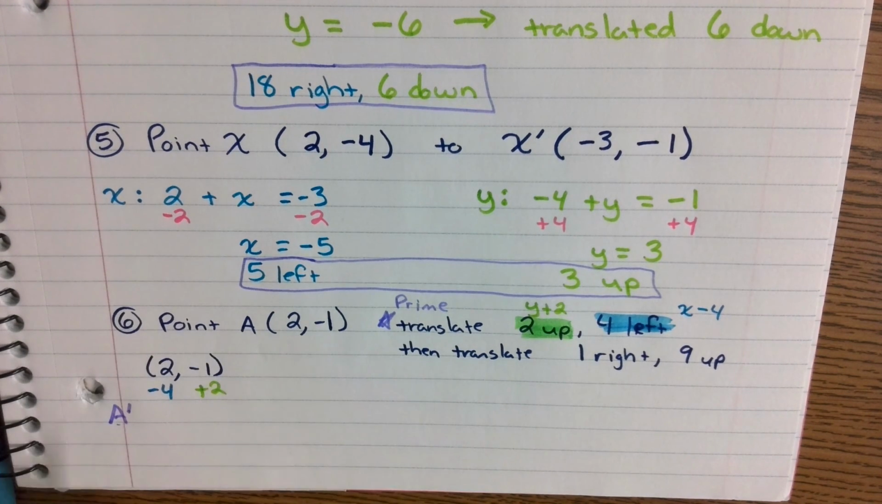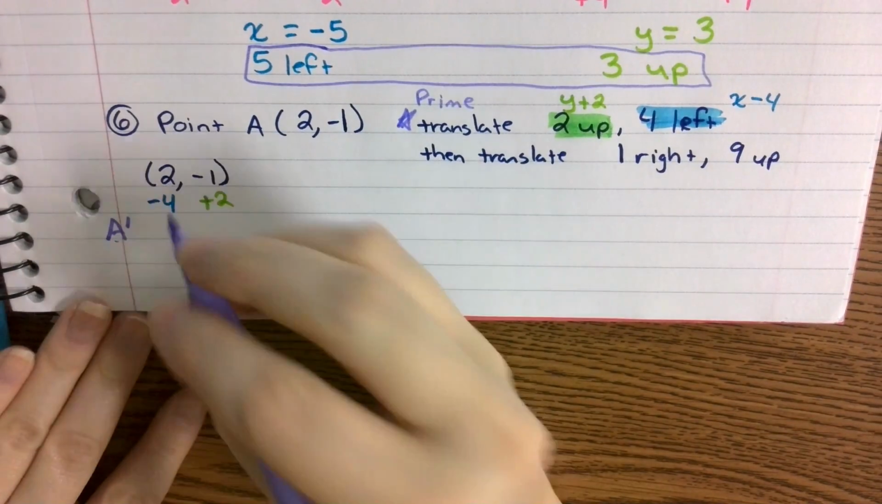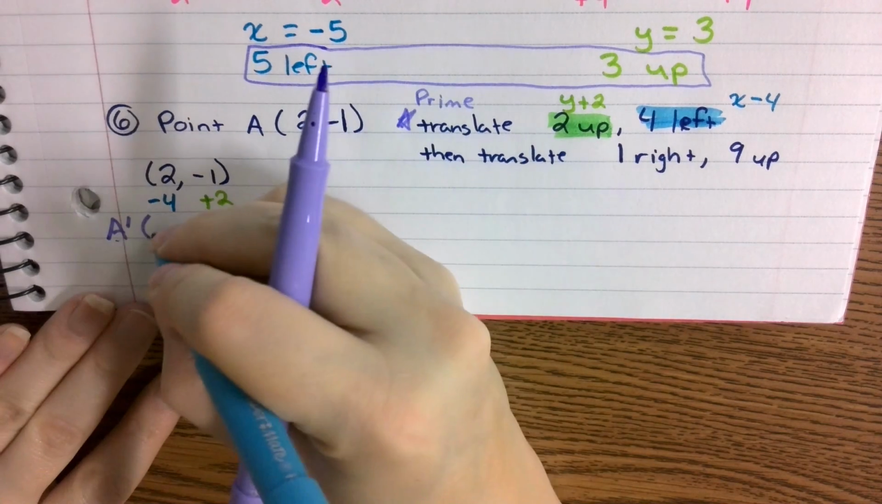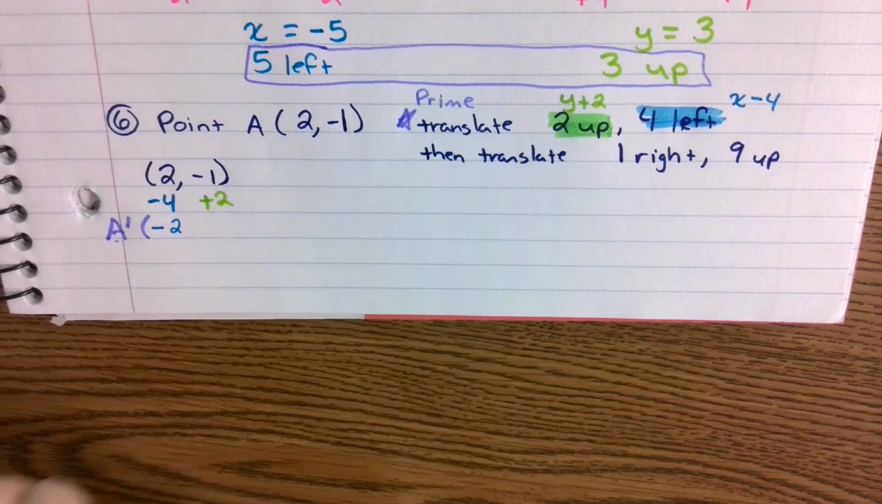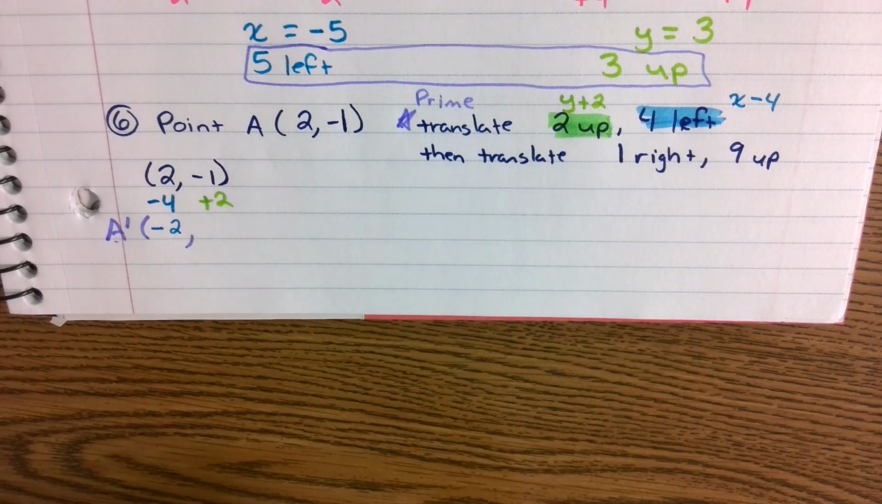A prime, so you have to put the a and the apostrophe for prime. 2 minus the 4 is going to give me a -2. -1 plus 2 is going to give me a +1. So there's where a prime is.